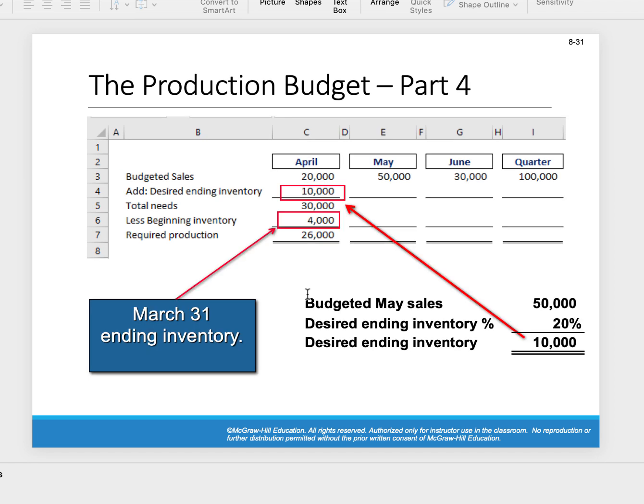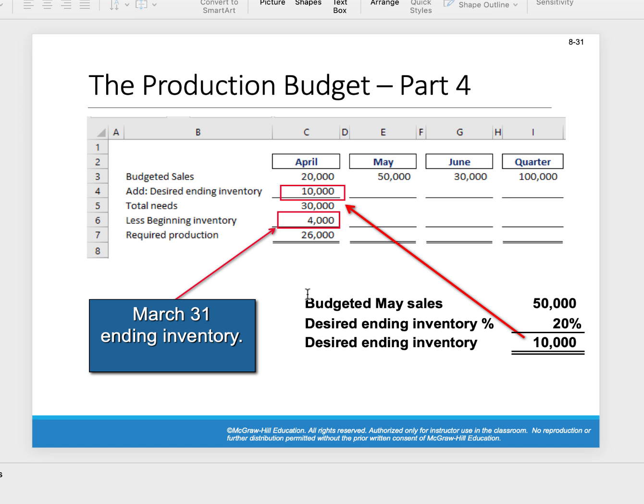Well, we know that the desired ending inventory is 20% of the following month's budgeted sales in units. In May, I expect to sell 50,000 units. So in April, I want to make sure I produce 20% of that. So I get the desired ending inventory of 10,000 units.